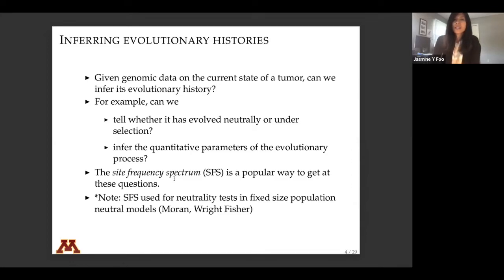And before I get into that, I will just note that the site frequency spectrum has been used for a long time to develop tests of neutral evolution in fixed size population models, such as the Moran or Wright-Fisher model that Jason introduced the other day. And in this talk, I'll be considering the site frequency spectrum in more of an expanding population under a branching process model. And we'll talk a little bit about how these things relate to each other.